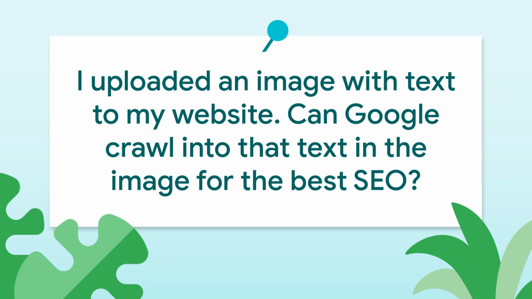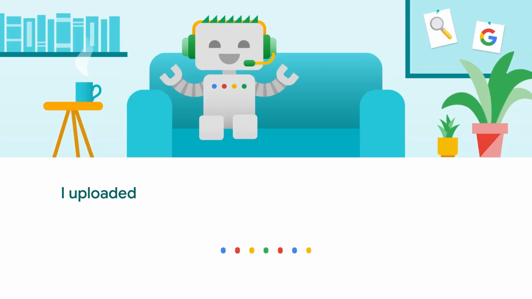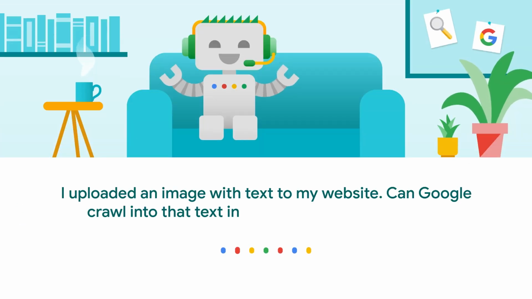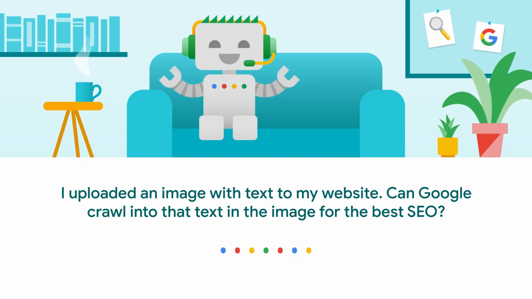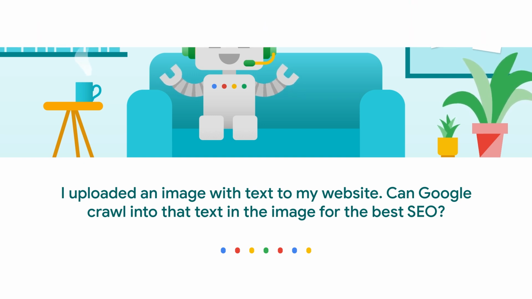Can Google crawl the text in the image for the best SEO? While Google can usually extract text from images via OCR, it's better if you provide that information via alt text for that image, so we can better understand the context of your image. Not only is it helpful for your readers that might be visiting your site via a screen reader, but it gives you more opportunities to explain how your image relates to the rest of the content on your page.